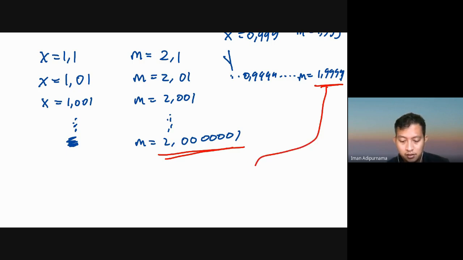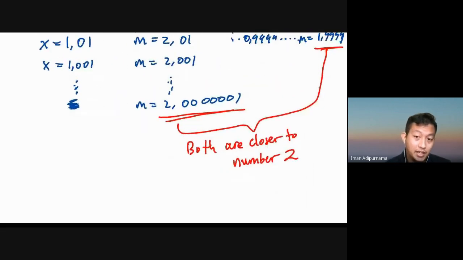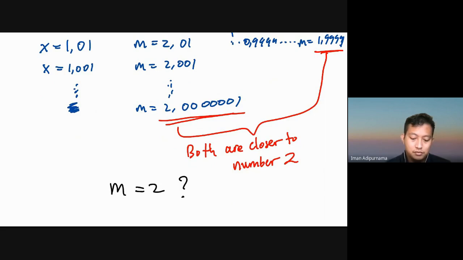So I will say, in this case, both are closer to the number 2, right? But can we say the gradient is 2? We cannot say that, right? We cannot say that this is exactly 2. No. We need some concept to make this happen, and that is limit.